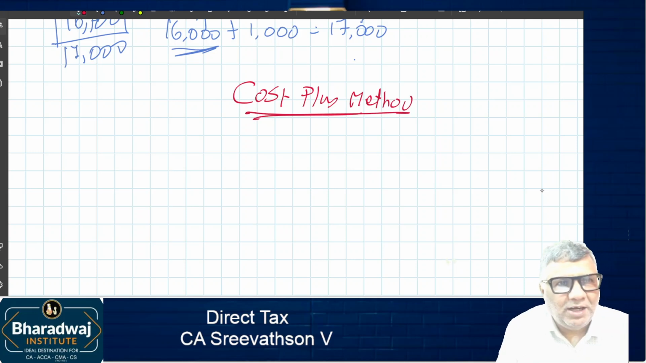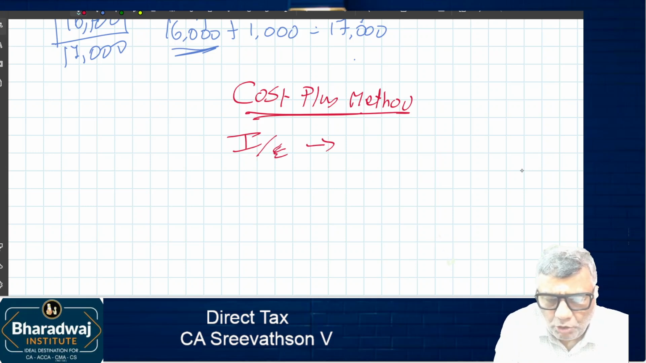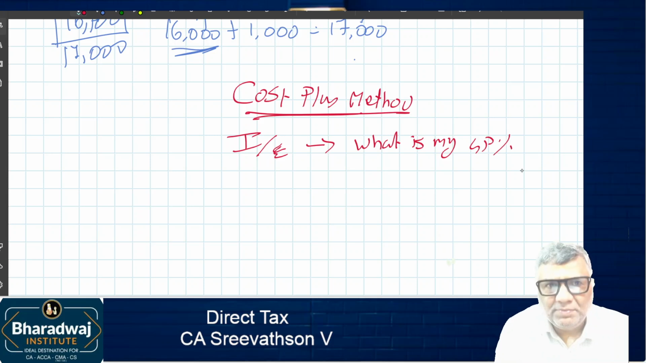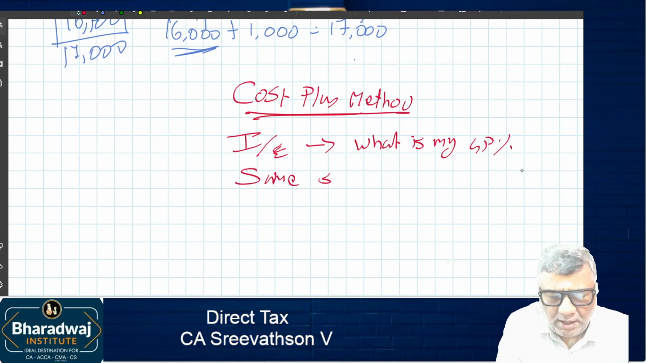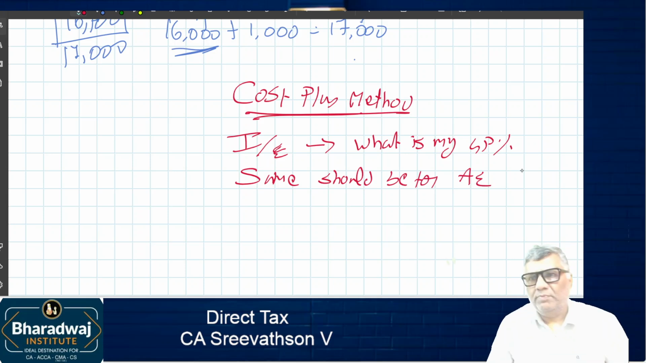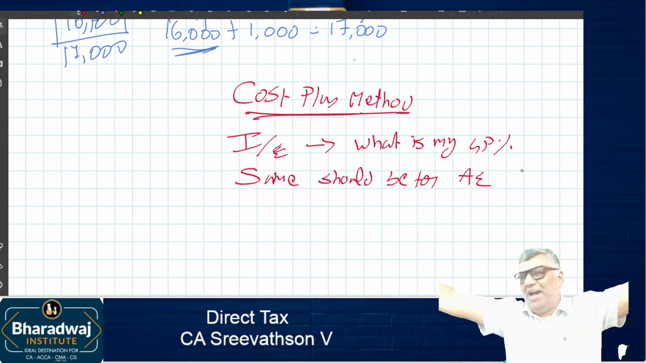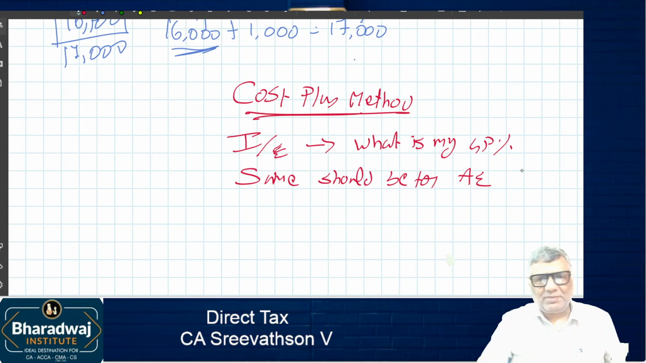So under cost plus method, my dear friends, what I should find out is, for an independent party, what is my GP percentage? Same should be for AE. For my independent party, whatever is the gross profit percentage, the same I should have earned with my AE. Other things being constant.